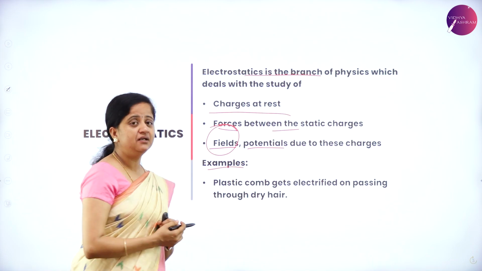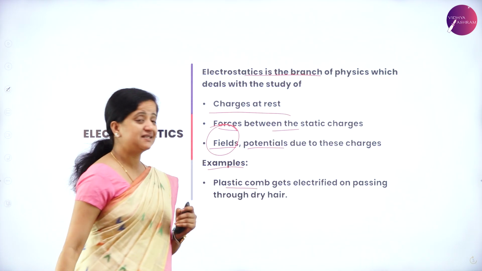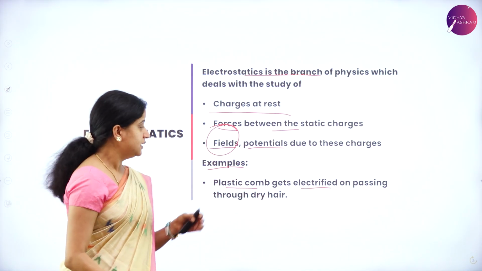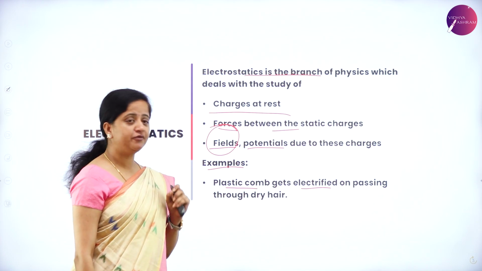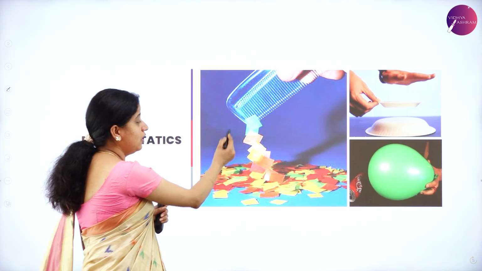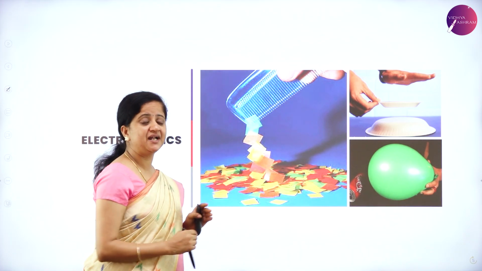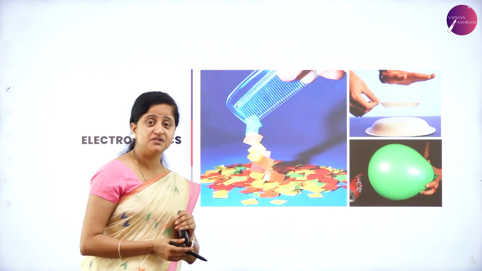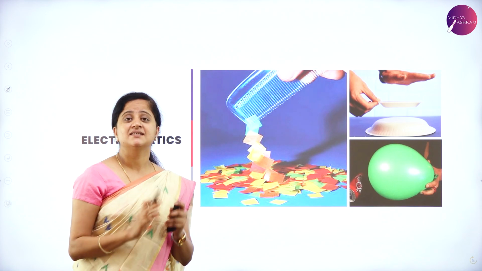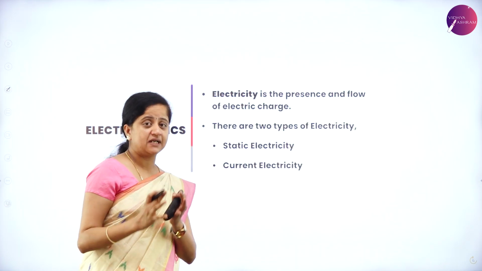For example, in our daily life we might have all observed that a plastic comb gets electrified. What do you mean by electrified? I'll come to that later. So the plastic comb gets electrified on passing through dry hair. This is an example we have all come across in our life. The basic phenomenon behind this is electrostatics, which means it is due to static charges. Now we came to know what is electrostatics.